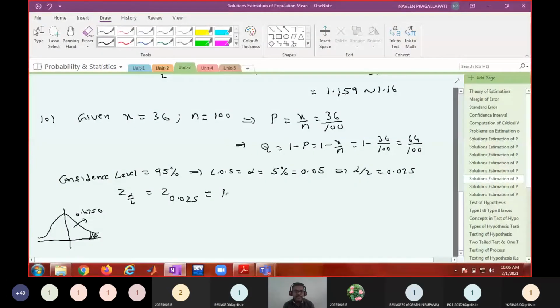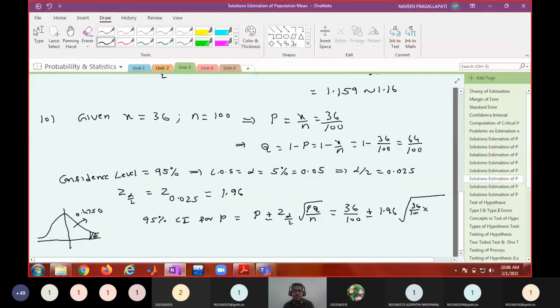Therefore the 95% confidence interval for the population proportion is p plus or minus z alpha by 2 into root of pq by n. So this equals 36 by 100 plus or minus 1.96 into root of 36 by 100 into 64 by 100 divided by 100. Can you do this?